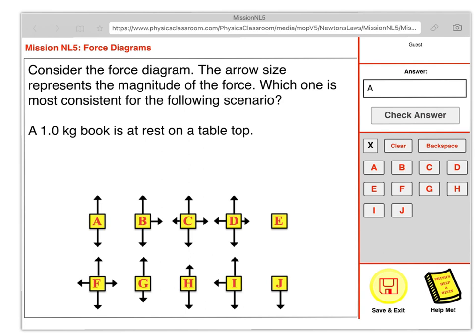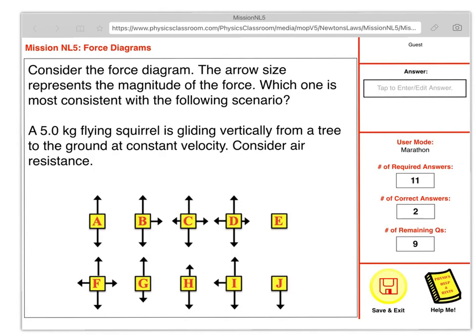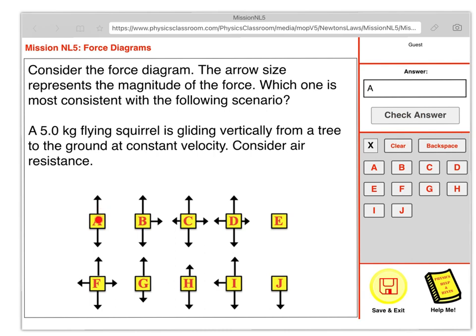So A is the only one that has equal and opposite normal force and gravitational force. So that should be the correct answer. Okay, pause. The squirrel is also A, right? Because it's going at a constant velocity, so the up force and the down force have to be the same. There's gravity, and instead of a normal force, this is an air resistance force.